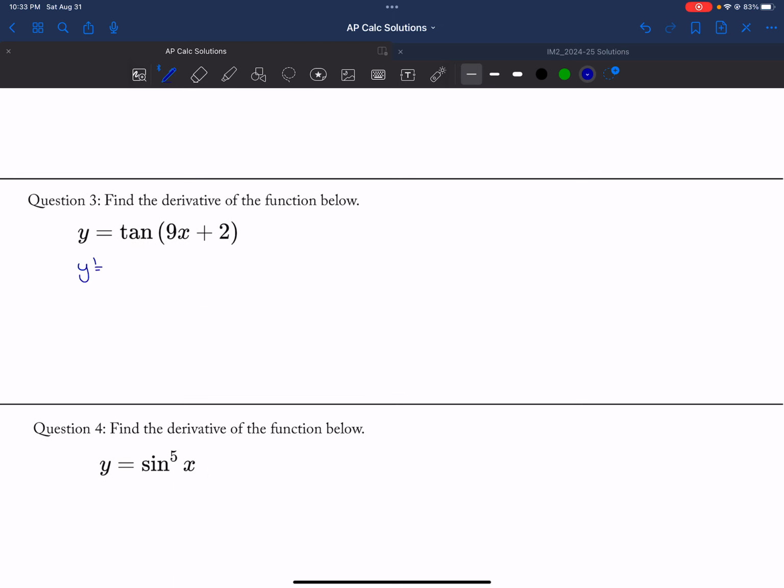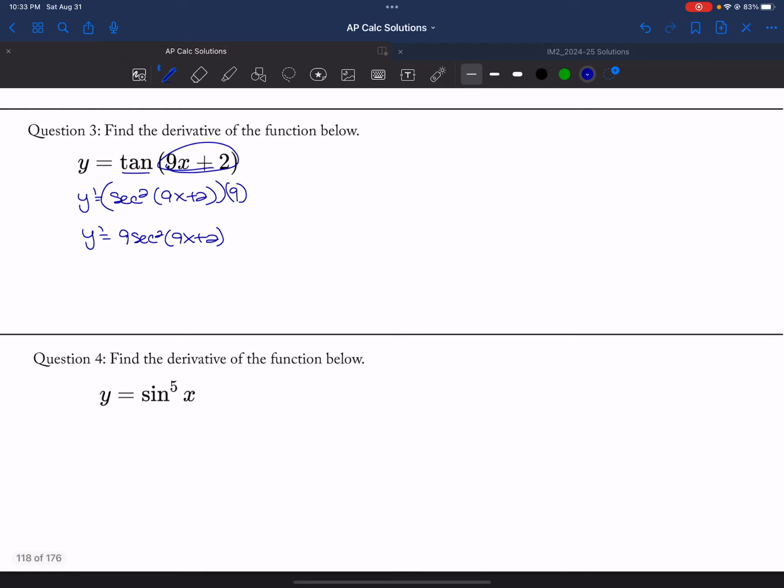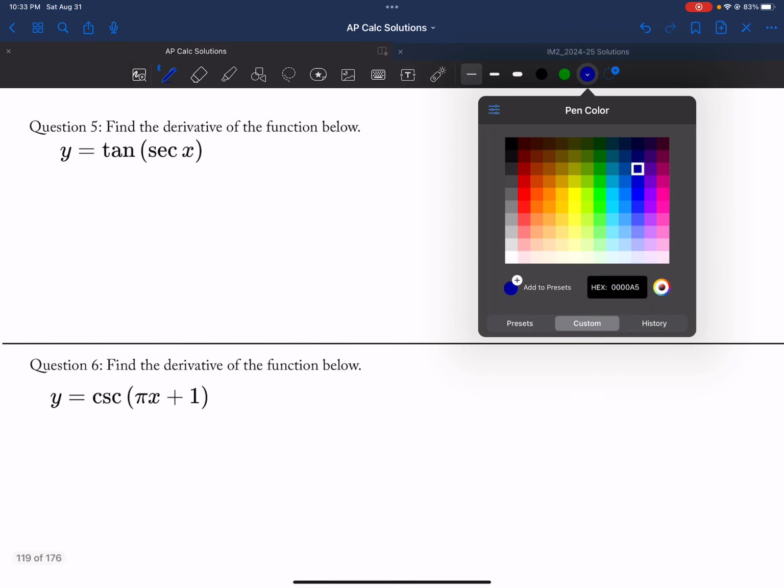And then y prime, derivative of tangent is secant squared. And then I have to multiply by the derivative of 9x plus 2, which is 9. So I would have rewritten this as 9 secant squared of 9x plus 2. And then 5.